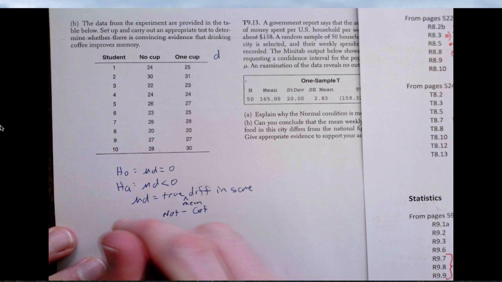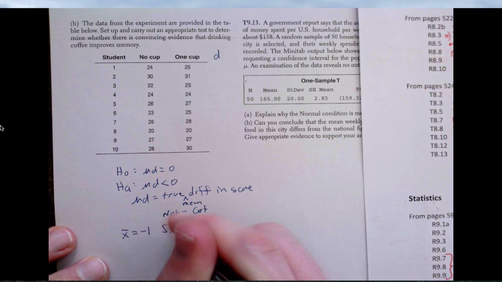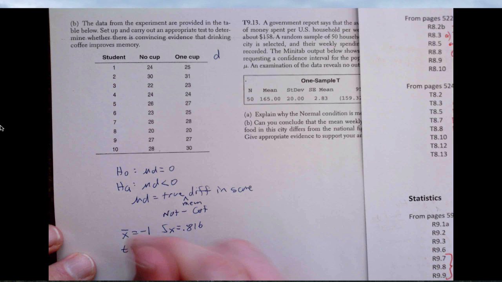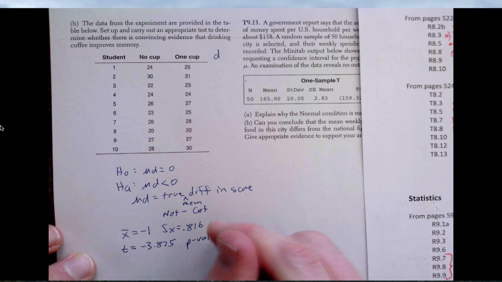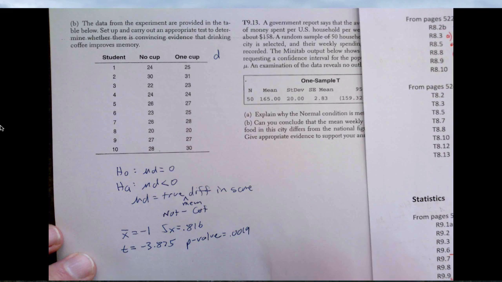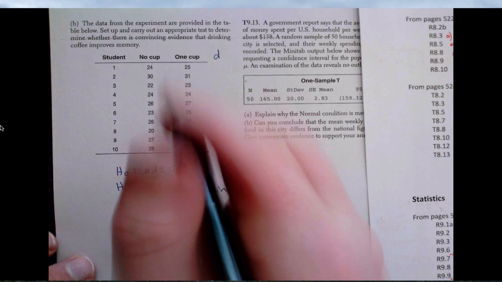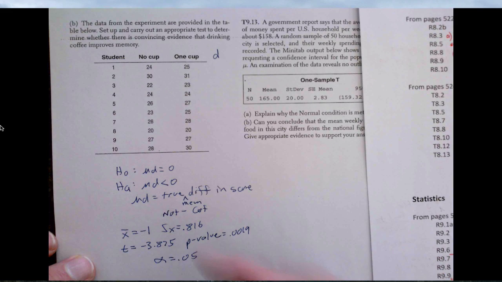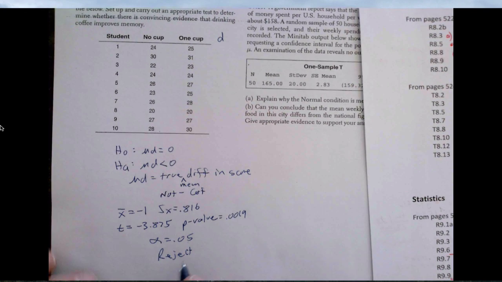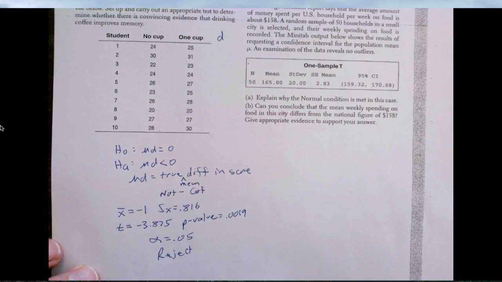we find that x bar equals -1 with s of x equals 0.816. That gives us a t statistic of -3.875 and a p-value, which is one-sided, of 0.0019. At any of the alpha levels we've used, typically alpha equals 0.05, our p-value is under our alpha level, therefore we reject the null. Make sure you put a conclusion there that says we reject the null, and we describe it: it appears that the coffee drinkers are doing better than the non-coffee drinkers.